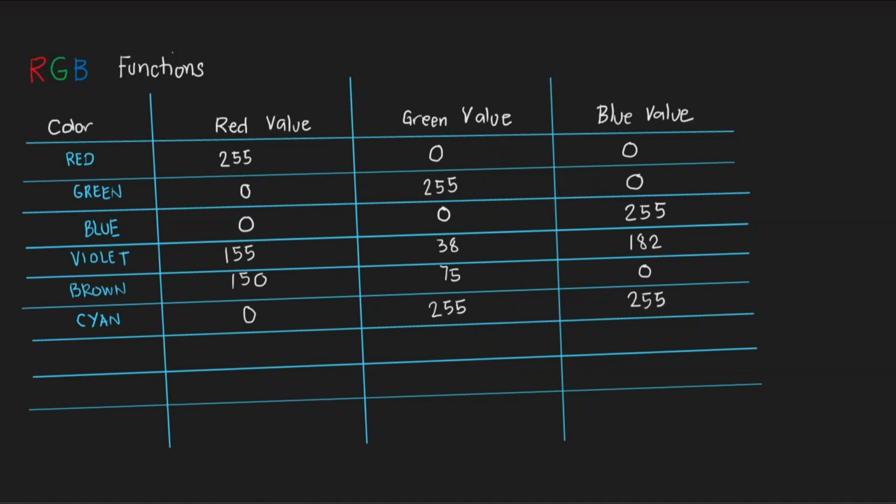For magenta, we need 255 of red, 0 of green, and 255 of blue. For white, we need 255 of red, green, and blue. And for black, we have 0 of red, green, and blue, or it's said to be the absence of colors.